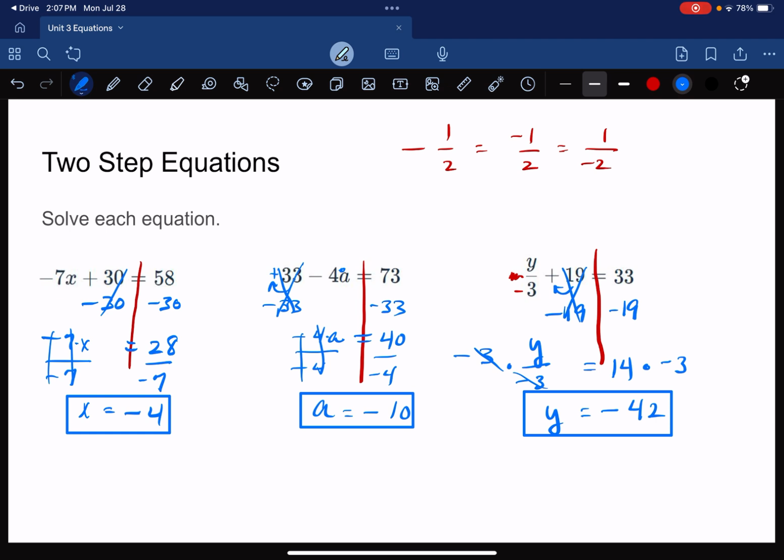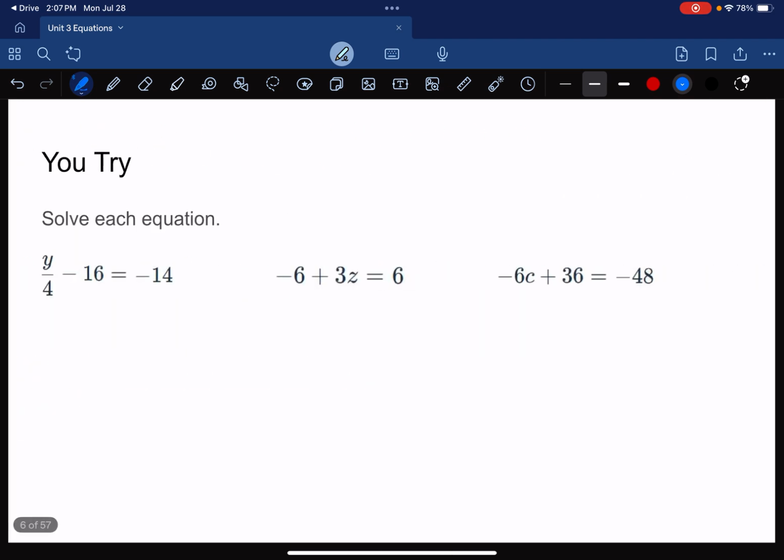So that's two-step equations. Here, you try these 3. So try all 3, then start the video back up and see how you did.